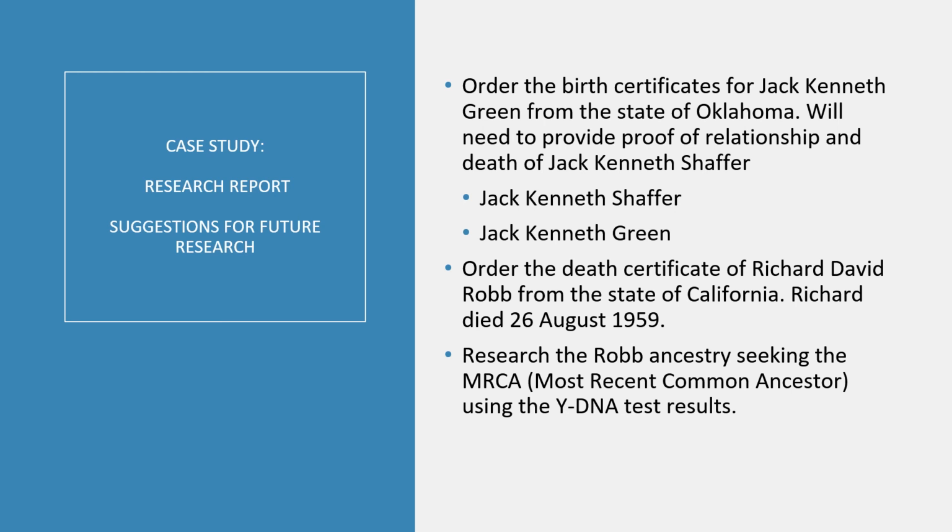But here are some examples of future research suggestions. Even though I was able to prove this relationship, there were other things that could be done, such as ordering those original birth certificates, and these had to be done by next of kin, so I put directions in there for the client to do that. And also the death certificate of Richard David Robb could be ordered. And then also to continue researching the Robb ancestry, trying to find that common ancestor that was shown in the YDNA test results.